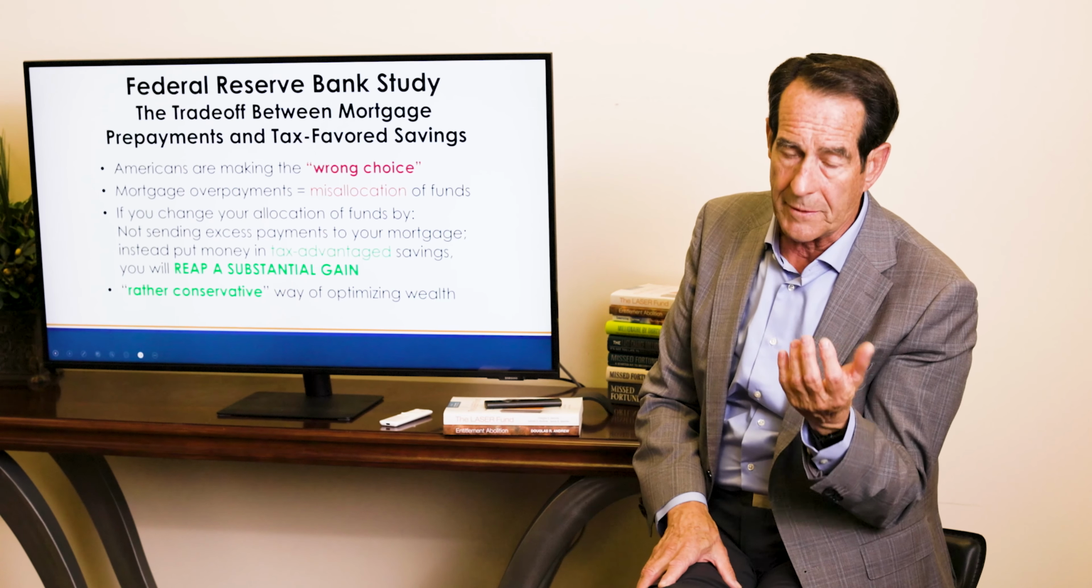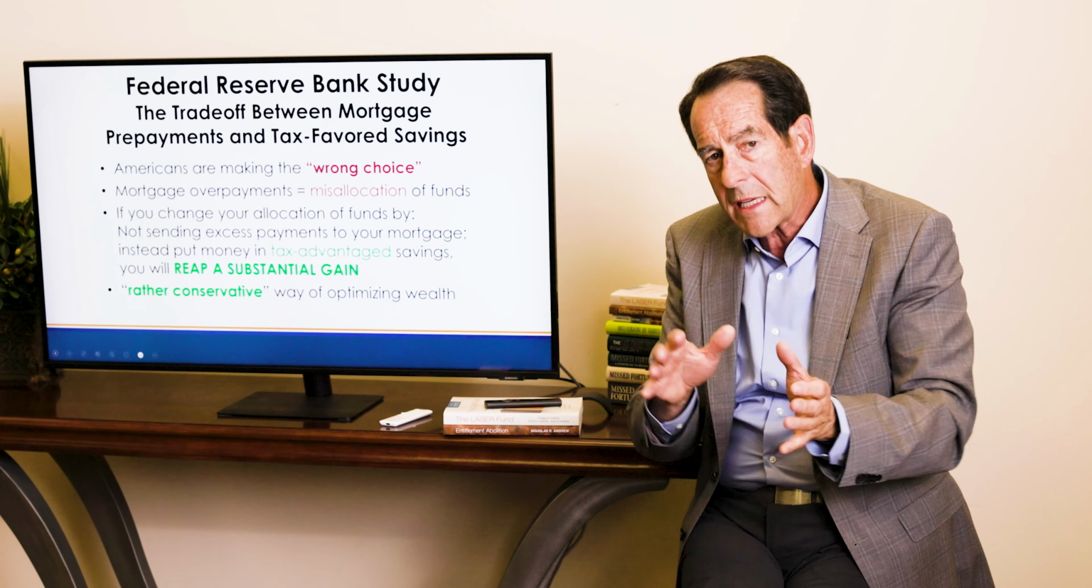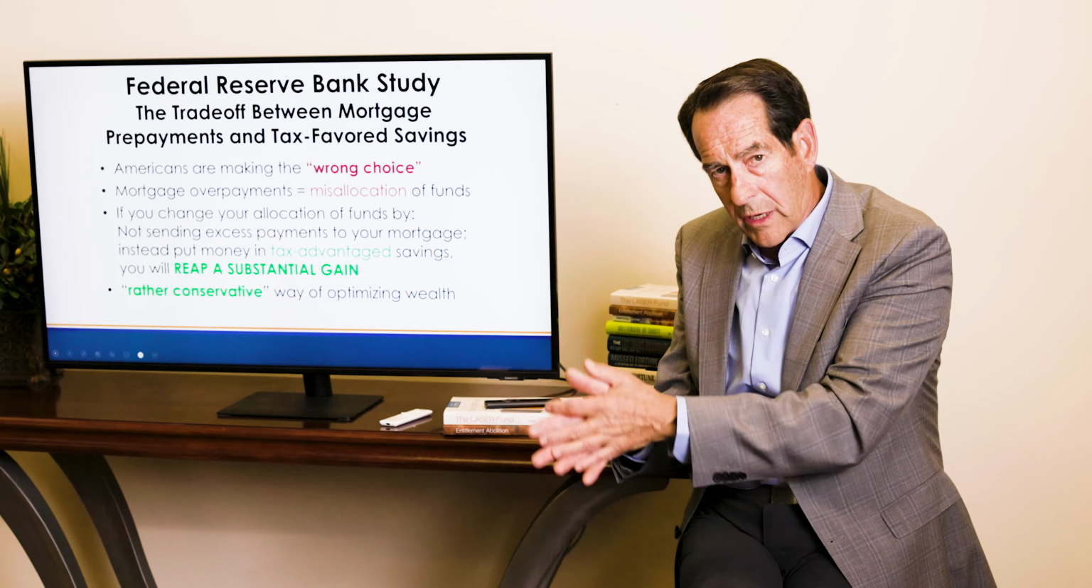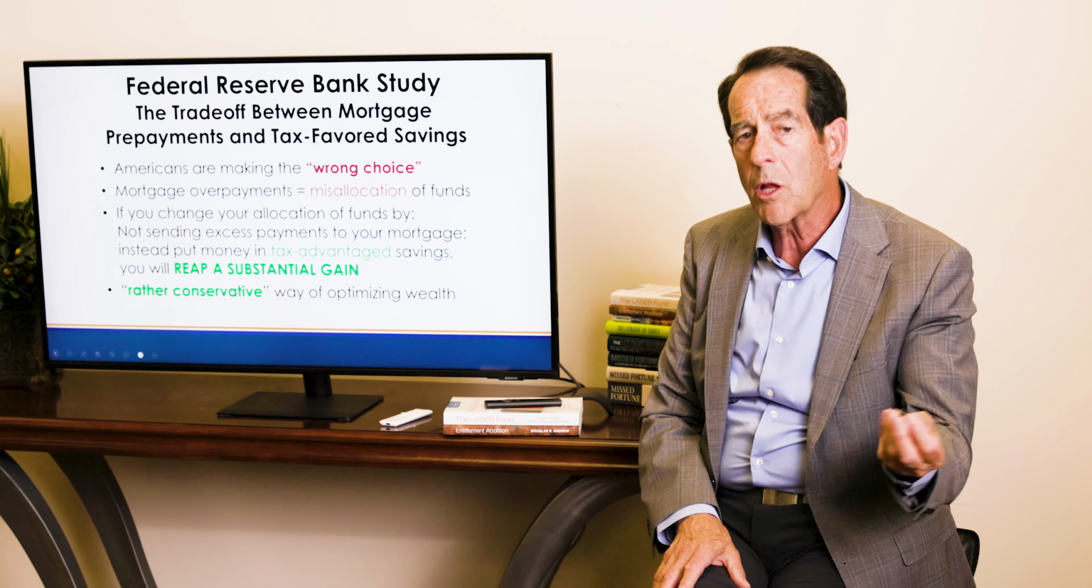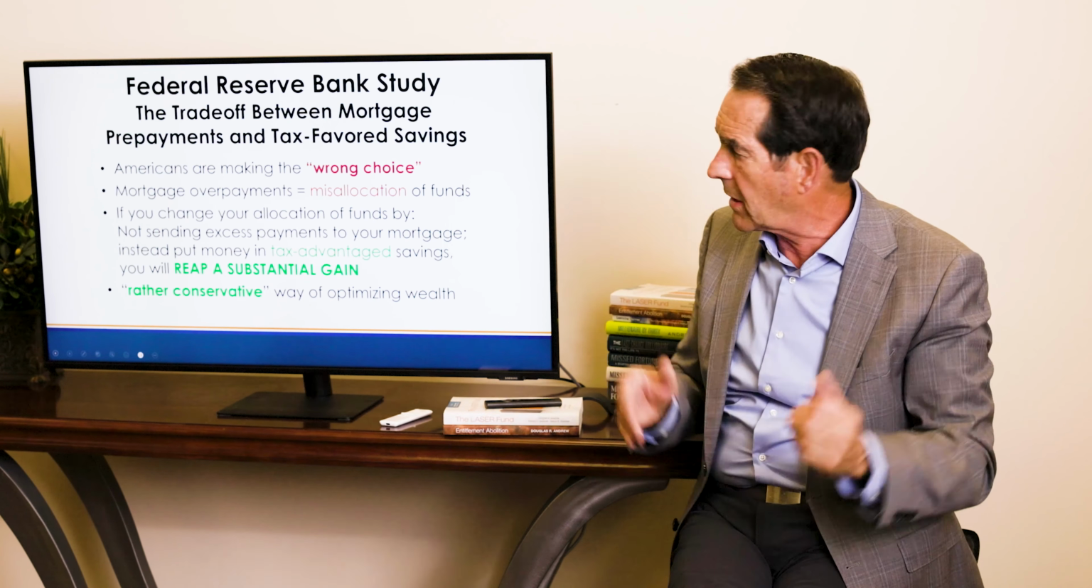Well, this is what they concluded. They said, if you are sending extra principal payments against your mortgage, instead of putting it in a compounding account tax-free, you're making the wrong choice, in their opinion. They said that mortgage overpayment is a misallocation of funds. It's actually slowing down your getting out of debt under the definition I've given you.